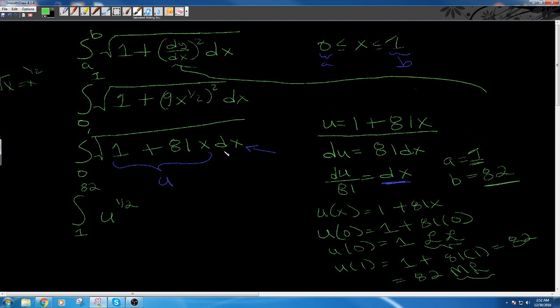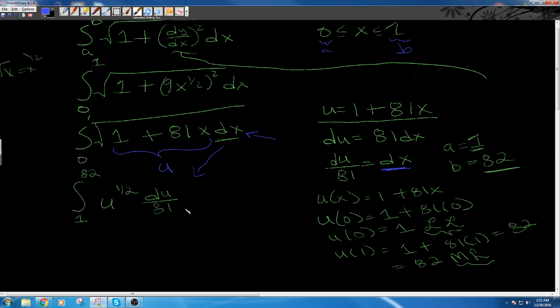And of course, this dx, well, remember that this is u now. So this dx, we said, is equal to du over 81. So that means this is going to be du over 81, because this used to be dx. We just replaced it and showed what dx equals, because we need it in terms of u, since we're taking the integral of u. So we have to have a du here. Now we look at this, it's ugly, so we don't like it.